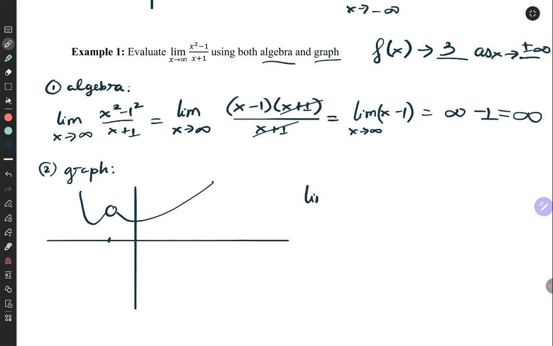So, limit when x approaches infinity. Look at this graph. X approaches infinity, x goes to infinity. That means on the right-hand side. X goes to the right-hand side, and your function shoots up to infinity, right? Clearly, you can visualize it. Okay. Moving on.